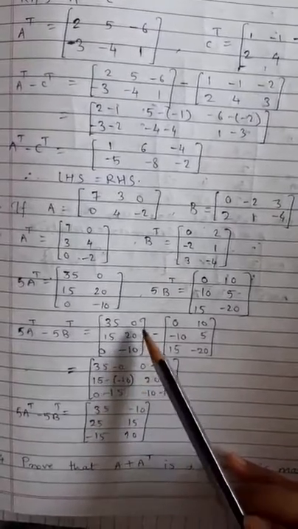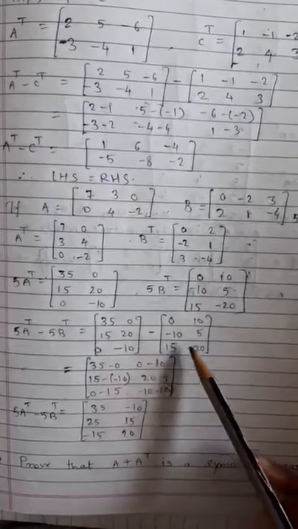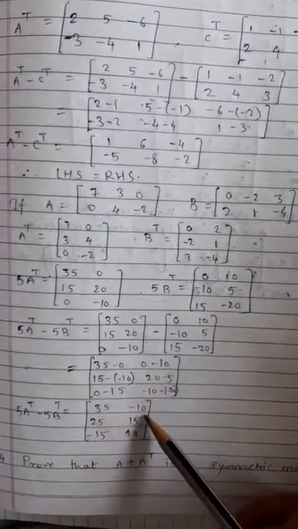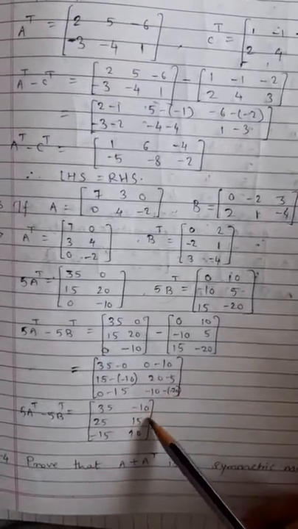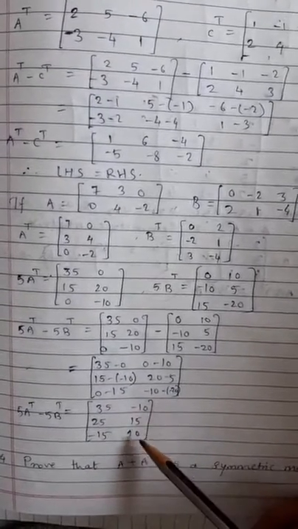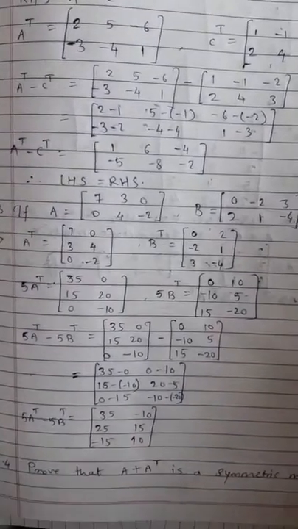So 35 minus 0, 0 minus 10, 15 minus of minus 10, 20 minus 5, 0 minus 15, -10 minus of minus 20. So this will become 35, -10, 15 plus 10 is 25, 20 minus 5 is 15, 0 minus 15 is -15, -10 minus of minus 20 is -10 plus 20, it will become 10.